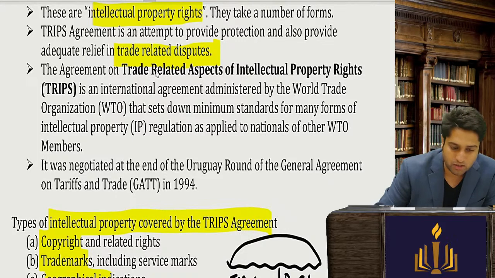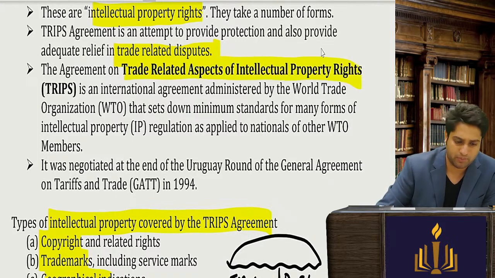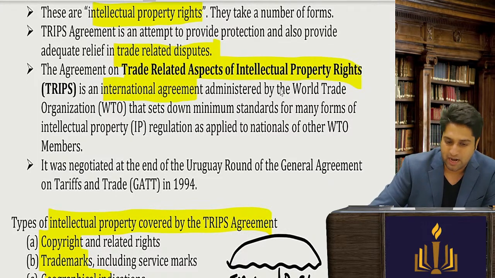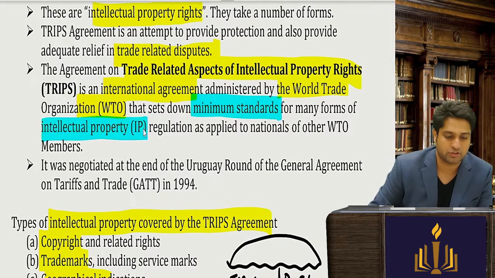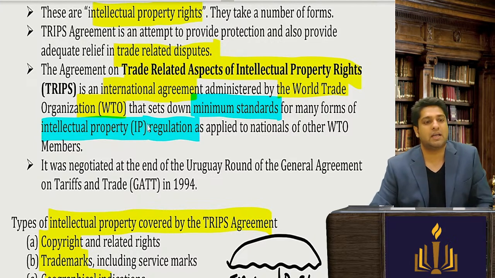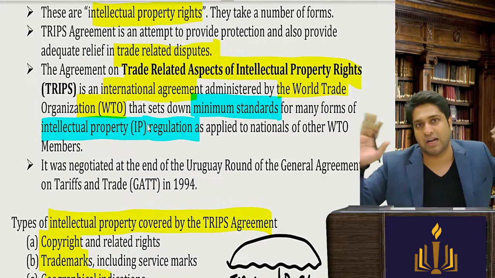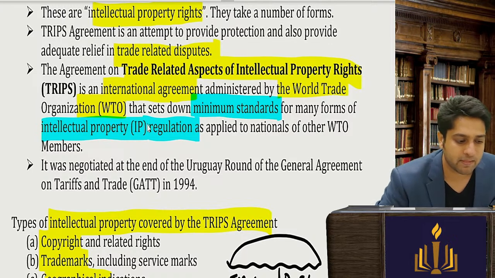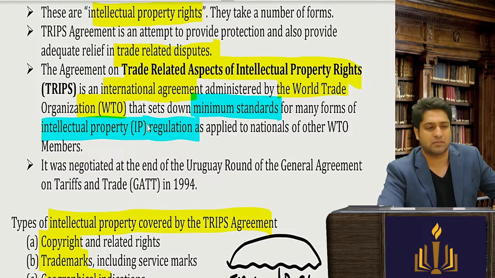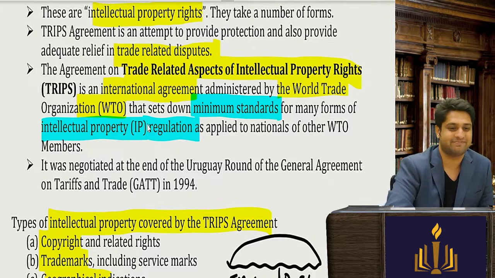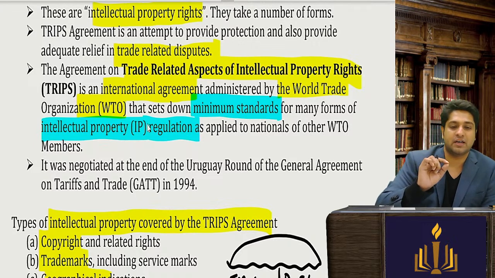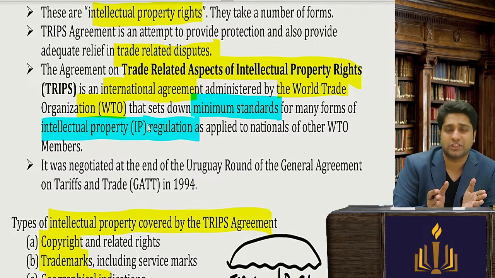TRIPS, the Trade Related Aspects of Intellectual Property Rights, is an international agreement administered by the WTO. It sets down, they put down, the minimum standards that countries must have for intellectual property protection. Means TRIPS is country based or United Nations based? TRIPS agreement is country based or United Nations based? Okay, so it is obviously United Nations based.